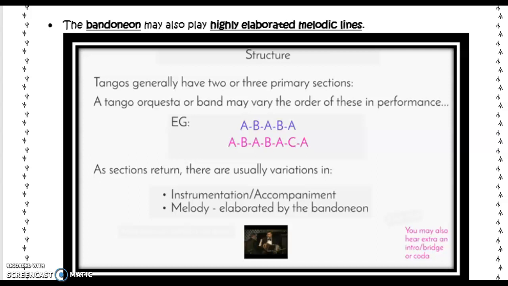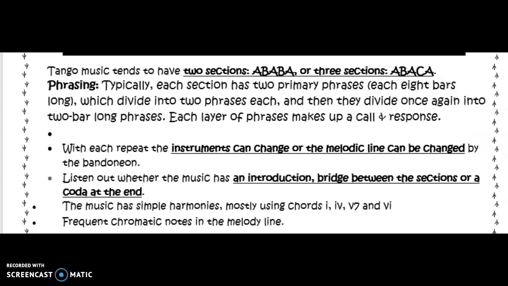Now let's look at the structure. We've got a repetitive structure. Tangos generally have 2 or 3 primary sections. It can be A, B, A, B, A, or a rondo A, B, A, B, A, C, A. As sections return, there are usually variations in the instrumentation or the accompaniment and the melody elaborated by the bandoneon. Okay, so I can have variations there. Tango music tends to have 2 sections, A, B, A, B, A, or 3 sections, A, B, A, C, A.